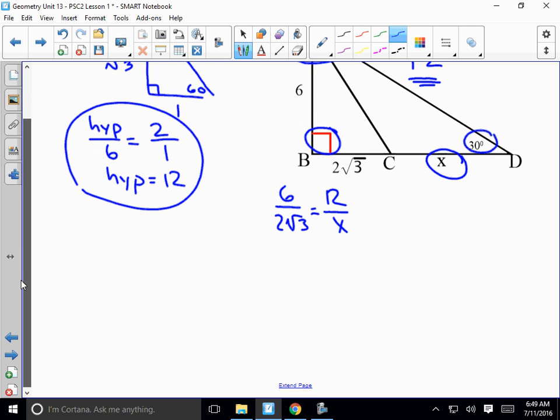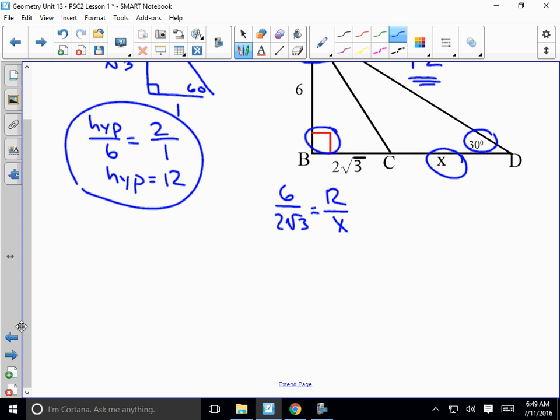So we set up our ratios, and then we can cross multiply to solve. 6x equals 24 square root of 3. Divide both sides by 6. Remember when we divide here, we're only dividing the front value. So 24 divided by 6 is 4 square root of 3.